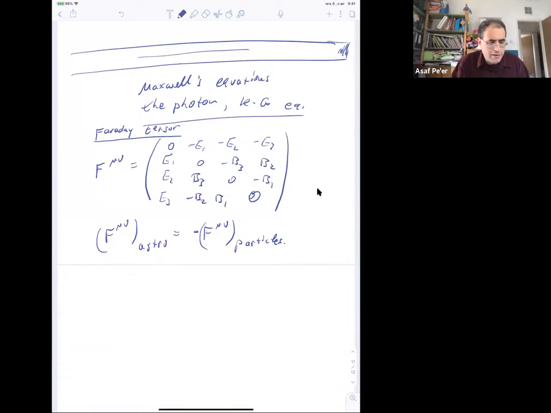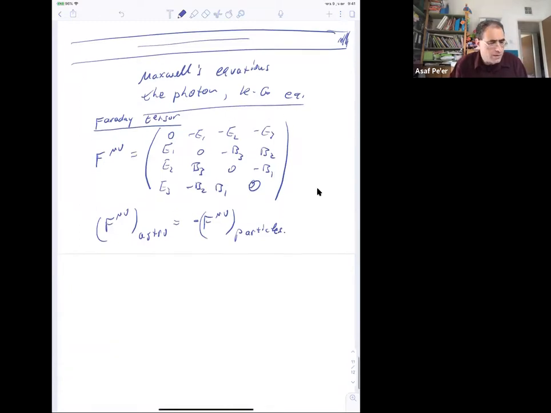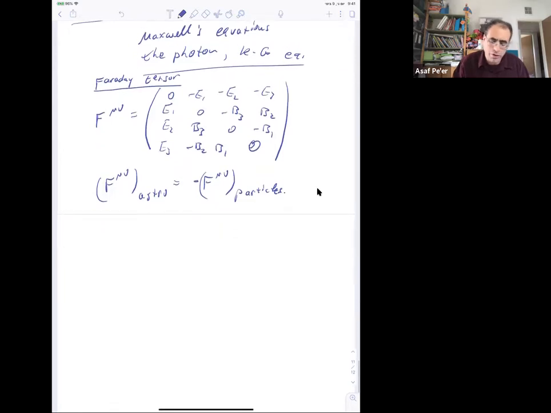So now we can write Maxwell's equations in a much more compact form. And for that, we first introduce another 4-vector. We already introduced several 4-vectors: location, velocity, momentum. Now I'm going to introduce another one, which is called the 4-current 4-vector.